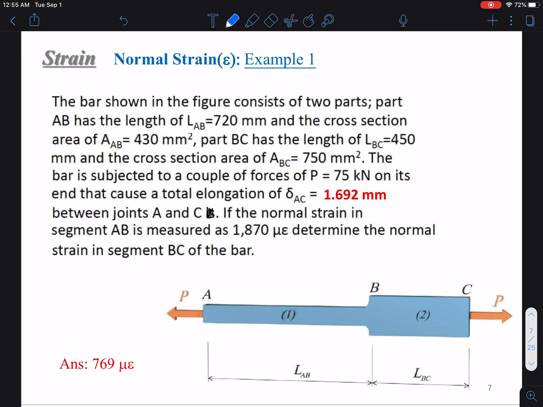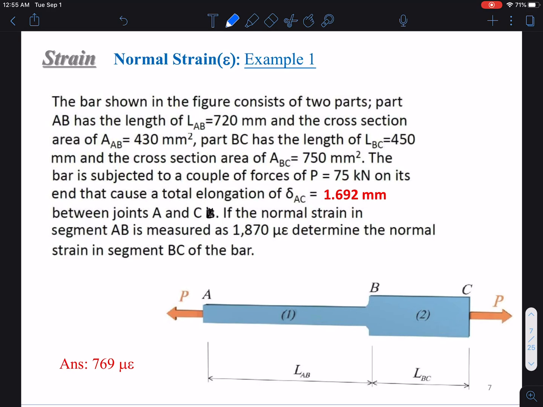Now let's look at an example for normal strain calculation. In this example 1, we have a bar shown in this figure that consists of two parts. The part AB has a length of 720 millimeter, and the cross section is given. The part BC has a length of 450 millimeter, and the cross section is also given.